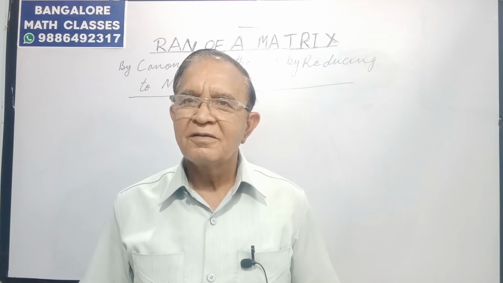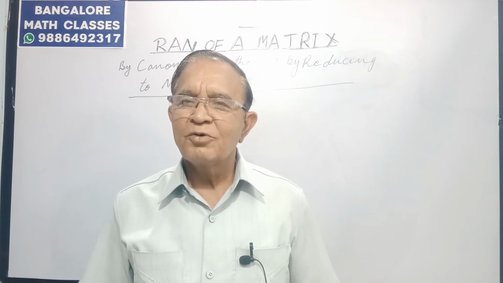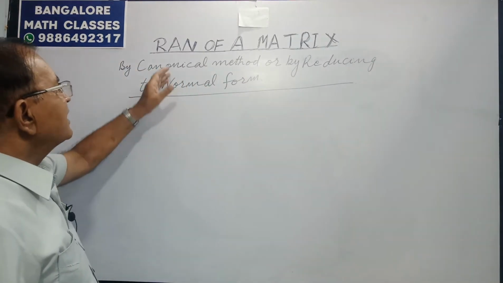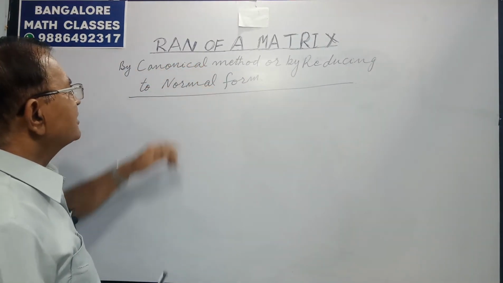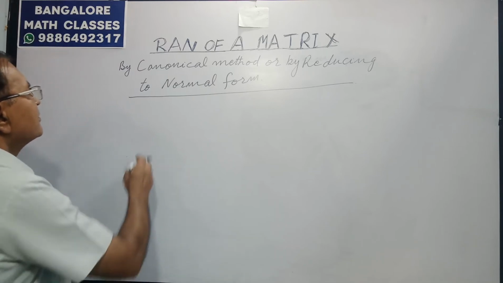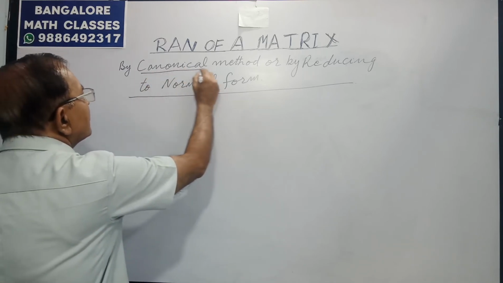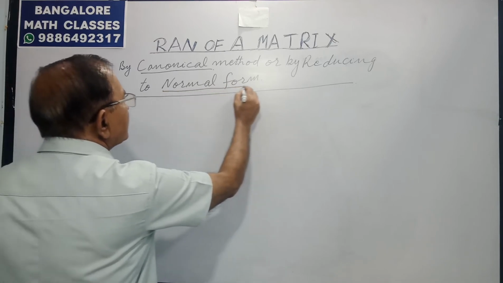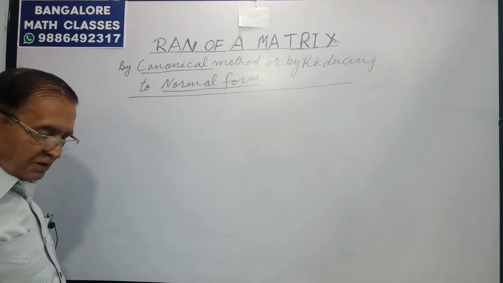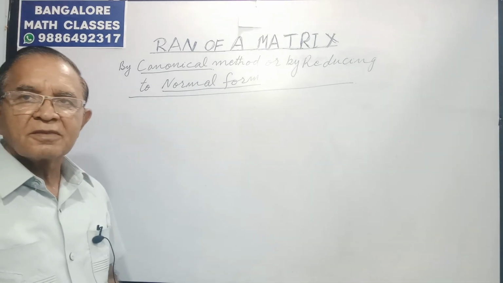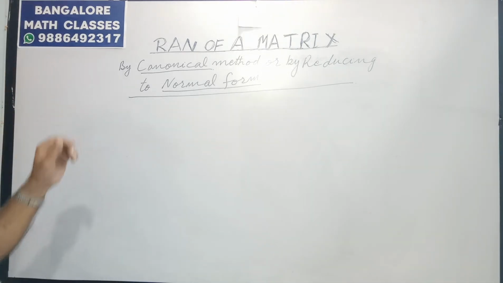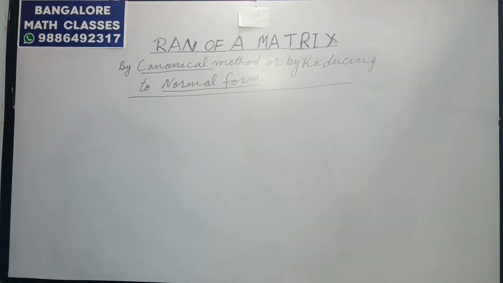Today I am going to teach you how to find the rank of a matrix by the canonical method, or by reducing it to the normal form. Echelon form we have done already. So today I am going to solve by the canonical method, or by reducing to the normal form.